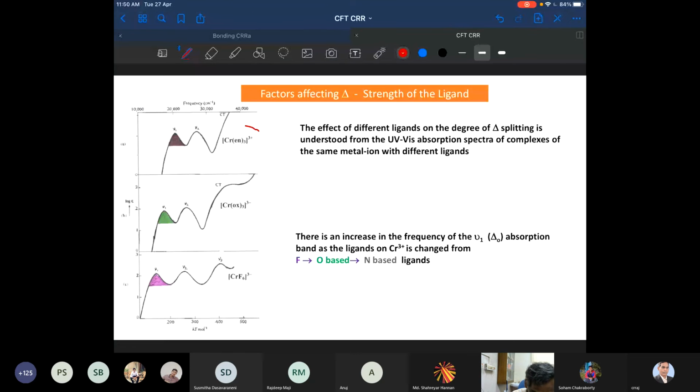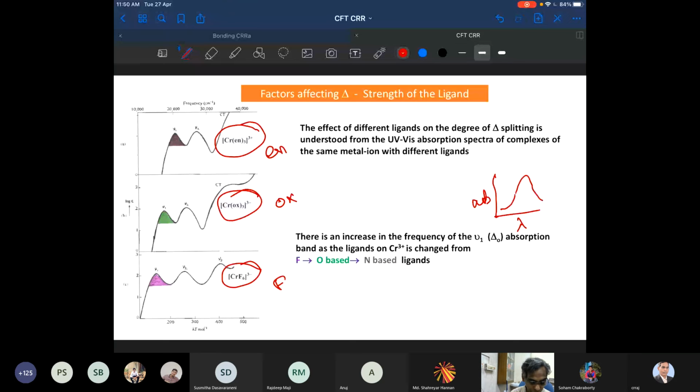To make it brief, the strength of the ligand. I have shown three chromium complexes: one with ethylenediamine, another with oxalate, another with fluoride. This is the spectrum that I have shown. What is the spectrum talking about? The color of the complex. Here is your wavelength, here your absorbance, and you get something. I have mentioned it here in terms of frequency, not wavelength, in centimeter inverse.